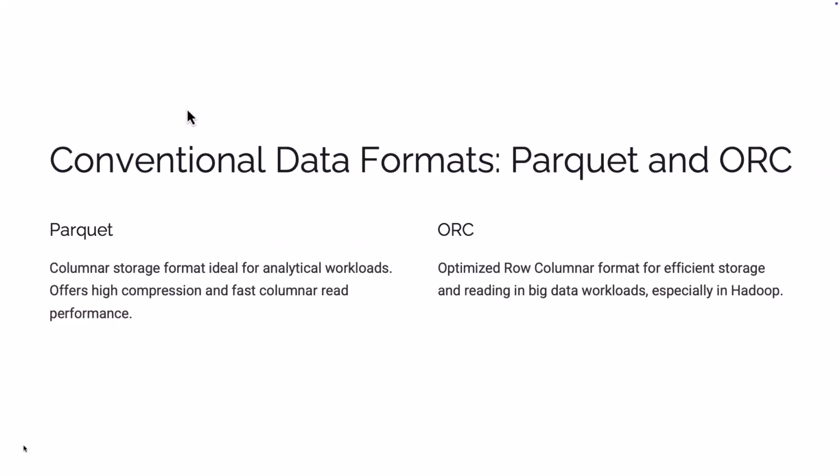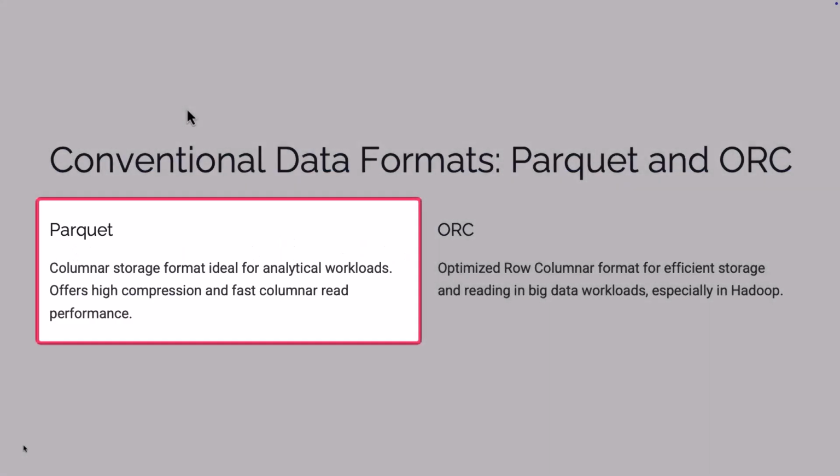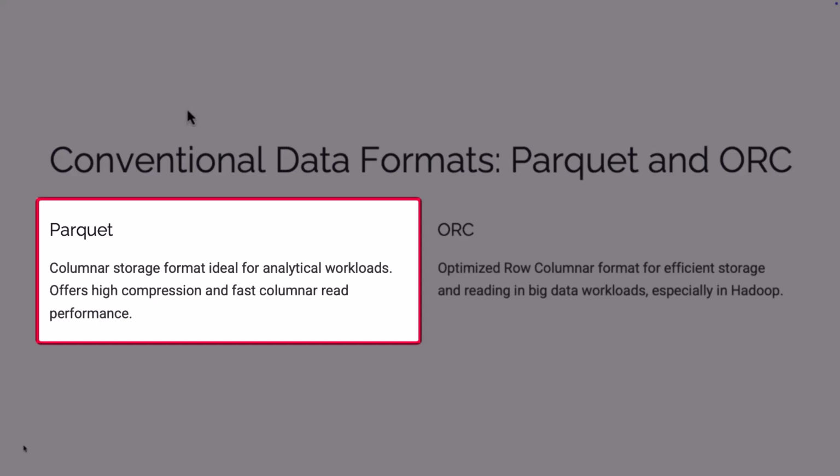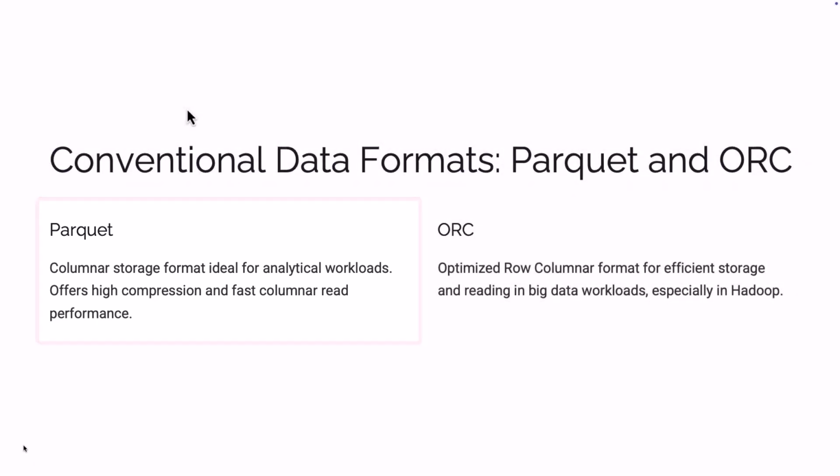Let's have a look at another format, which is nothing but Parquet. Now, Parquet is a columnar storage format, which is ideal for analytical workloads. What do you mean by it's a columnar storage format, right? See, normally if you look at CSV and all, they store the data row by row, right? One row, then another row, then another row. And formats like Parquet, they store your data column by column.